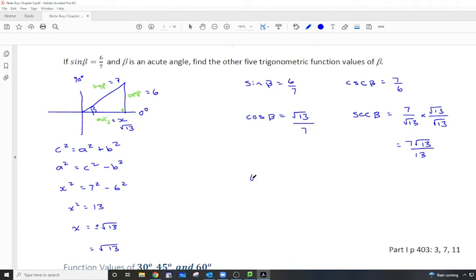So now I want you to pause the video and solve for tan beta and cotan beta. So tan beta would be opposite over adjacent, so 6 over root 13, which you would rationalize by multiplying by root 13 over root 13, and you would get 6 times root 13 over 13. Okay? The denominators will never get trickier than this. They're always going to be these monomial denominators where you just multiply by the radical in the denominator. Cotan beta is going to be adjacent over opposite, or root 13 over 6.